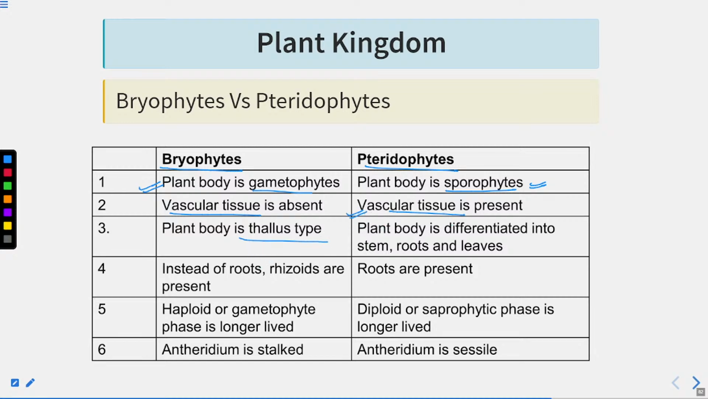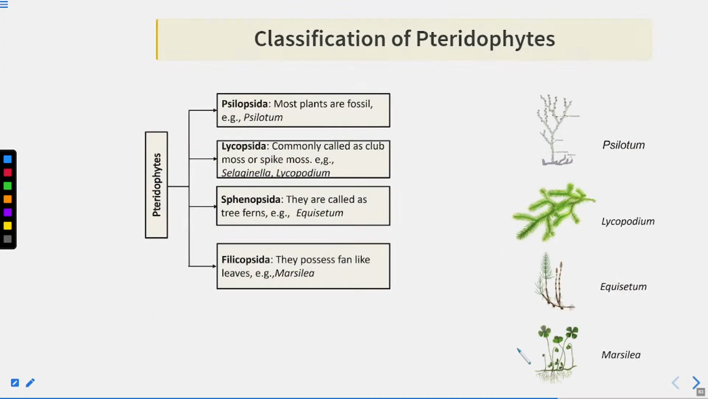In bryophytes the plant body is thallus type. Here the plant body is differentiated into stem, roots and leaf-like structures. Instead of roots, rhizoids are present in bryophytes, and roots are present here in the case of pteridophytes. The haploid or gametophyte phase is longer lived in bryophytes, and here the diploid or sporophytic phase is longer lived. This is linked to the first point, right? Antheridium is stalked in one and sessile in the other, with no stalk-like structure.